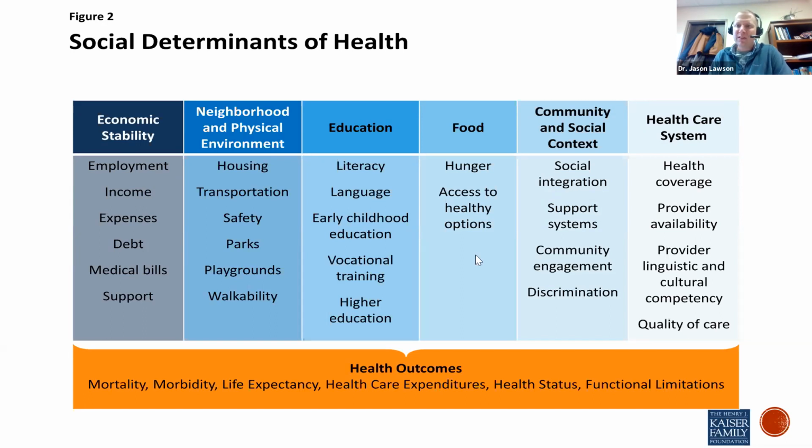And so the first thing on the list here is economic stability, right? So that is a social determinant of health. What we mean by economic stability, okay, is, do you have employment? Do you have steady income? Is your income able to cover your expenses? Is your debt manageable? Can you pay for your medical bills? Do you feel like you have economic supports? If you have those things in place, you will have a healthier life, right?